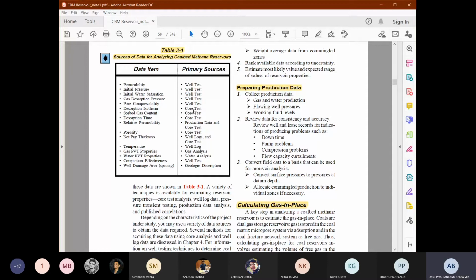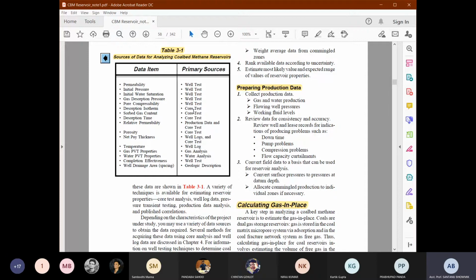Gas PVT properties. PVT properties means pressure, volume, and temperature properties. If you are going to do the gas analysis, you will be able to estimate the pressure, at what volume the gases are coming out, and what the temperature of the gas is. Similarly for the water PVT analysis, if you are collecting a water sample, then you do laboratory testing.